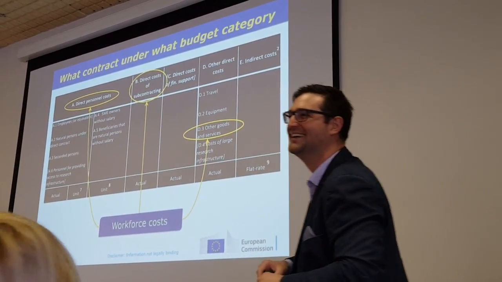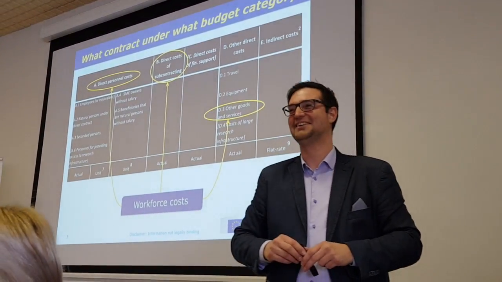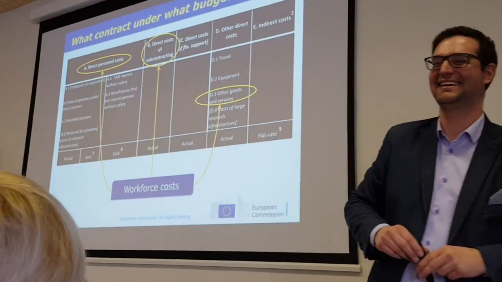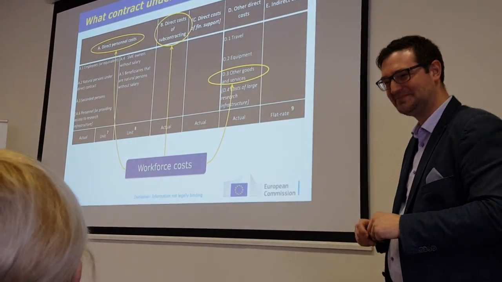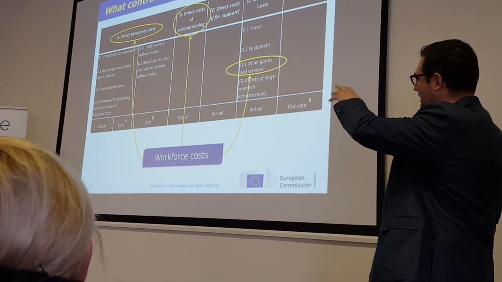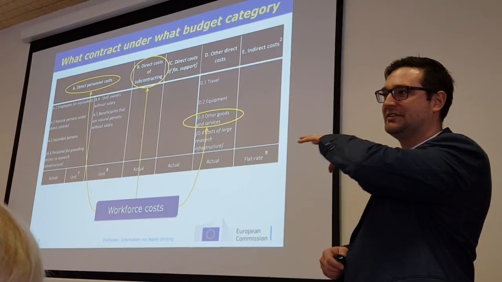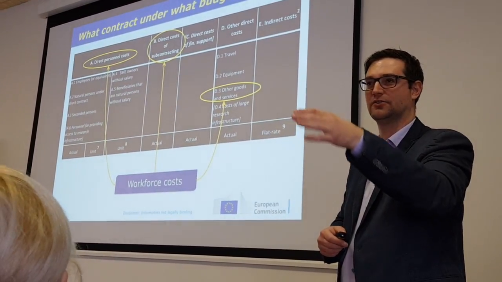Some volunteer. Zuzka. Just guess. Tatiana, what do you think? B. It's either B or D. It can be under B or it can also be under D. It really depends whether you are implementing a task or not.